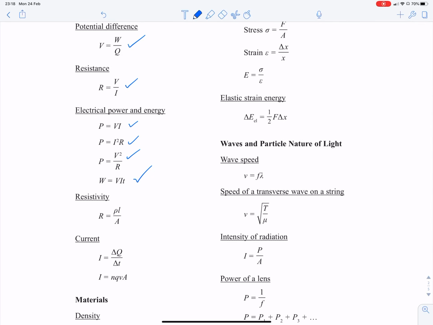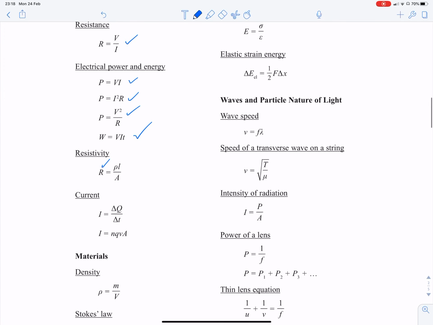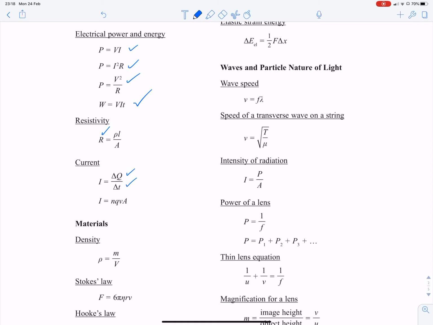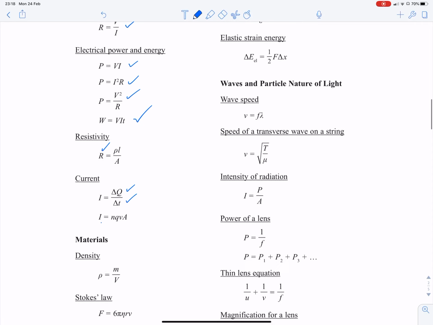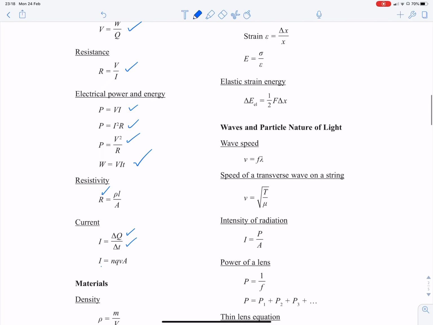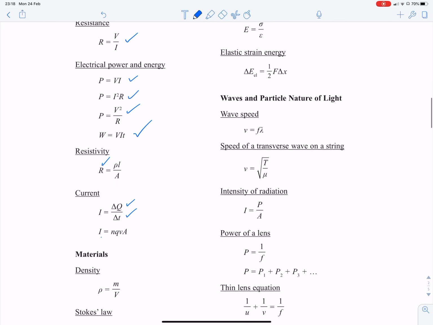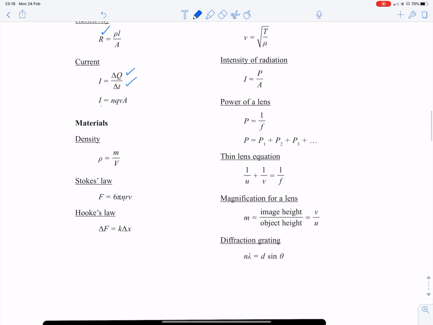The resistance equals rho L divided by area. Current is the rate at which charge is passing through a point. And another equation for current is nqvA. And then we can move on to materials.